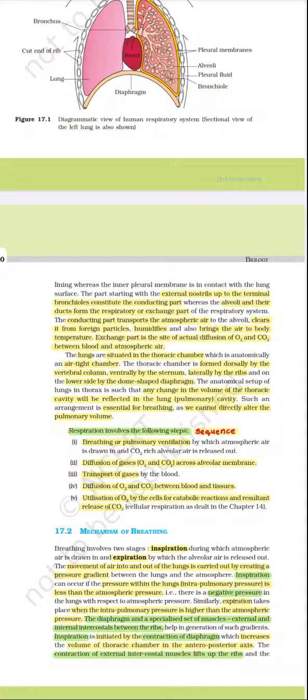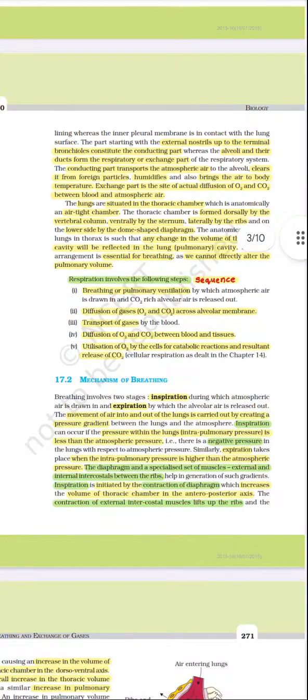We cannot directly alter the pulmonary volume. Respiration involves the following steps. First step is breathing or pulmonary ventilation, by which atmospheric air is drawn in and carbon dioxide rich alveolar air is released out. Second step is diffusion of gases like O2 and carbon dioxide across the alveolar membrane.